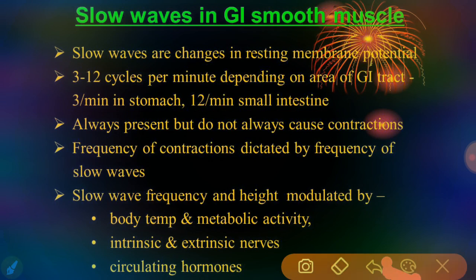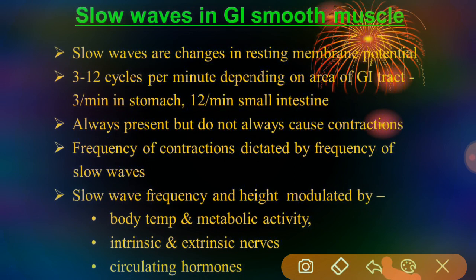Okay, see here, slow waves in the GI smooth muscle. What waves are present in the GI smooth muscle? The smooth muscle contracts the GI tract. The slow waves are changes in the resting membrane potential, and the slow wave cycle is 3 to 12 cycles per minute depending upon the area of the GI tract, whether it takes place in the stomach or in the large intestine.